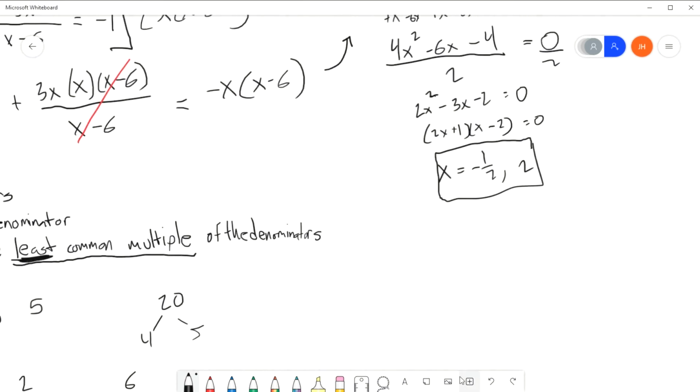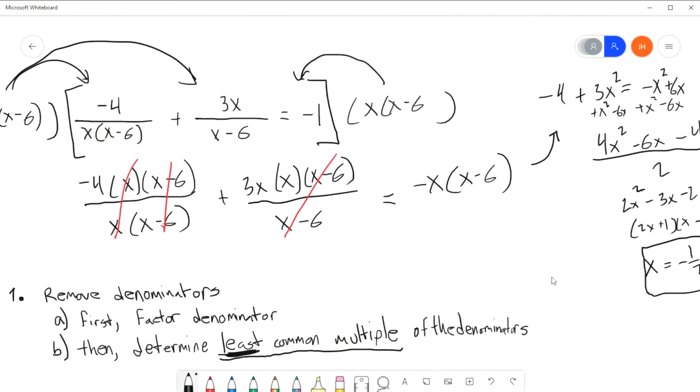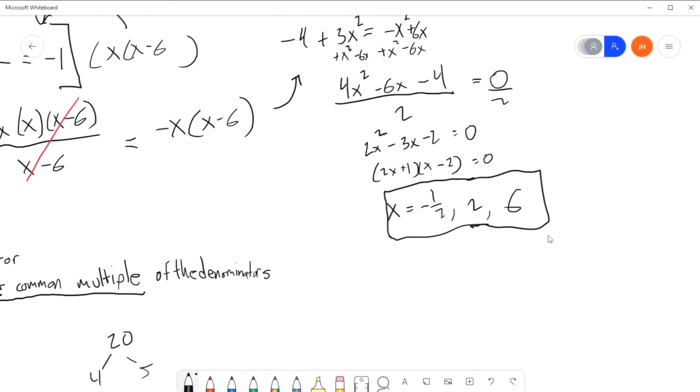So if I were to accidentally get any solutions for x such that I get division by 0, I should just go ahead and cross them off. So let's say that I did get, as one of my solutions, 6. I would just look at it, say, oh, I can't have 6 because of the x minus 6 on the bottom, and I would just cross it off. And so once again, my only solutions are negative 1/2 and 2.